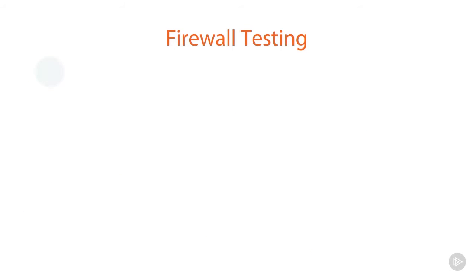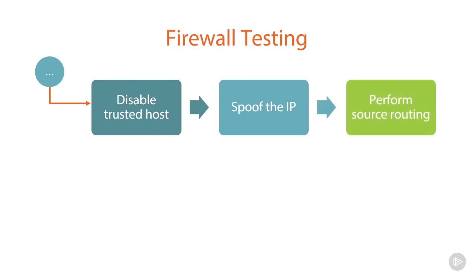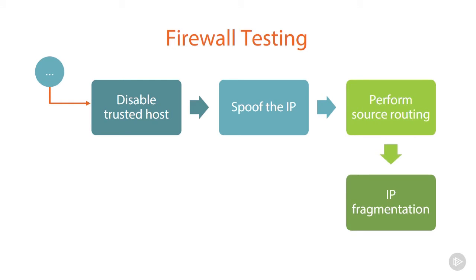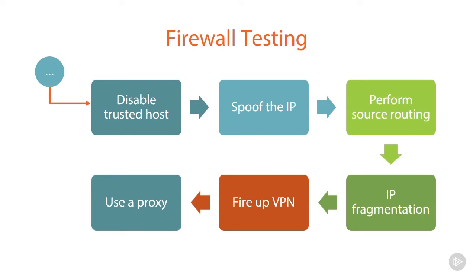We would start off with typically just disabling a trusted host and then taking the IP address of that host. From there, we can perform a source routing attack. If we're not able to accomplish anything there, then we might try fragmenting the IP. During a fragmentation attack, we're going to force the TCP header information into the next fragment in order to bypass the firewall. We can then fire up a VPN or even use a proxy to see if we can bypass the IDS system or firewall from the inside.